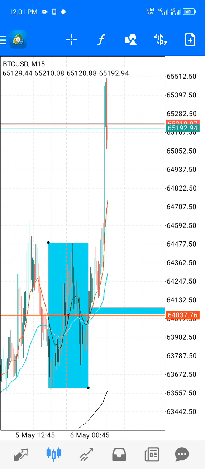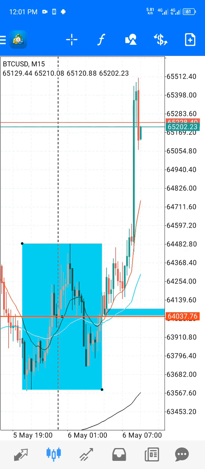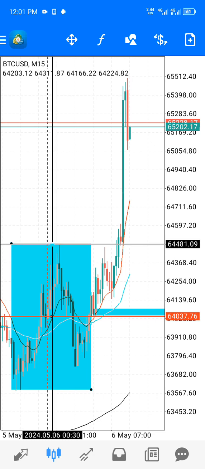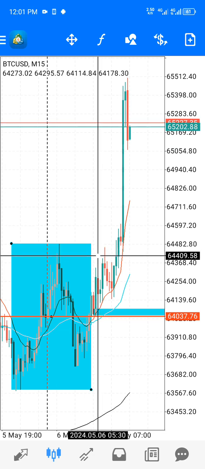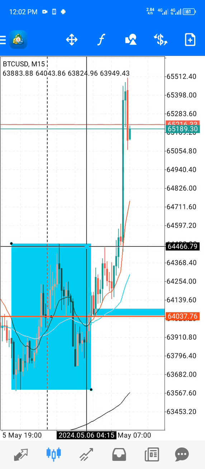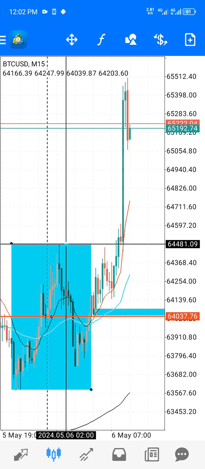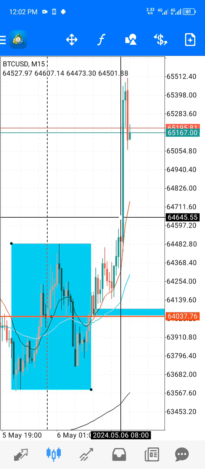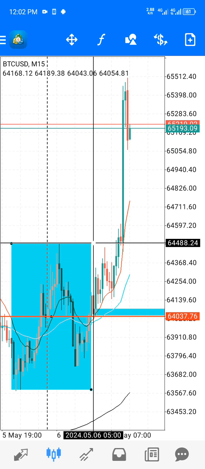So after drawing the box, for the first confluence, you are supposed to wait for the price to move out of the Asian box. Like here, we see that the price has moved out of the Asian box. First of all, you should mark the body of the candle. When I talk about the body, I mean this shaded part, not moving out of the box with the wick, but it's supposed to move out of the box with the body.